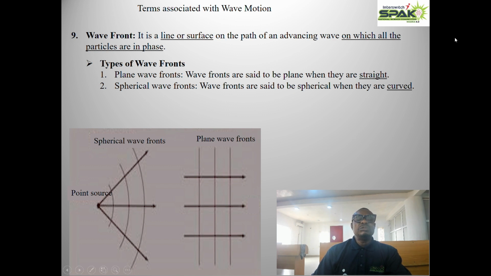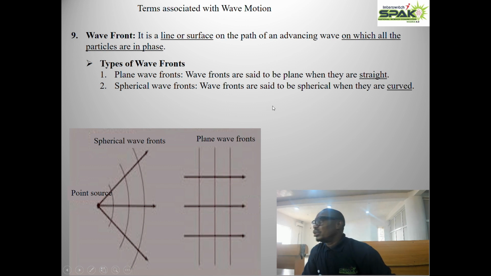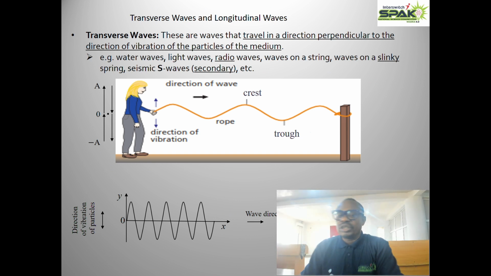We have the spherical wavefronts. So the plane wavefronts usually give us a straight line, while the spherical wavefront gives us a curve. Okay, now let's move down to the types of waves.